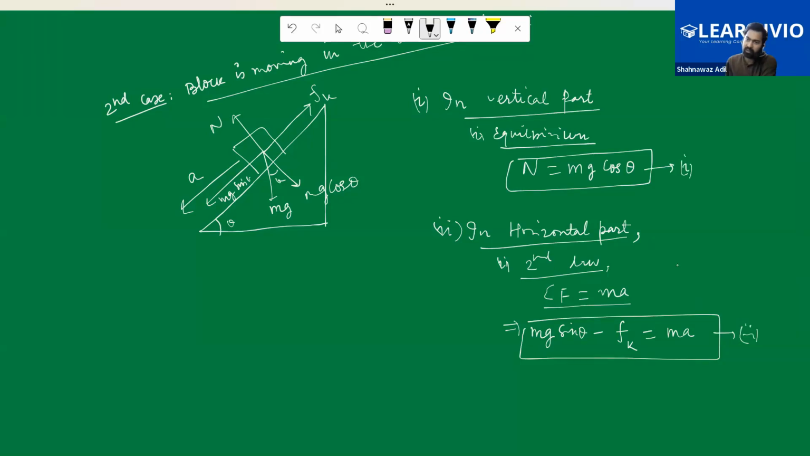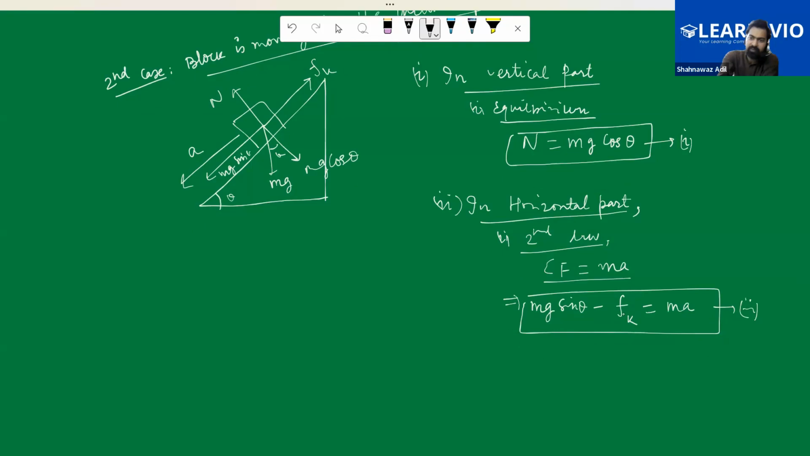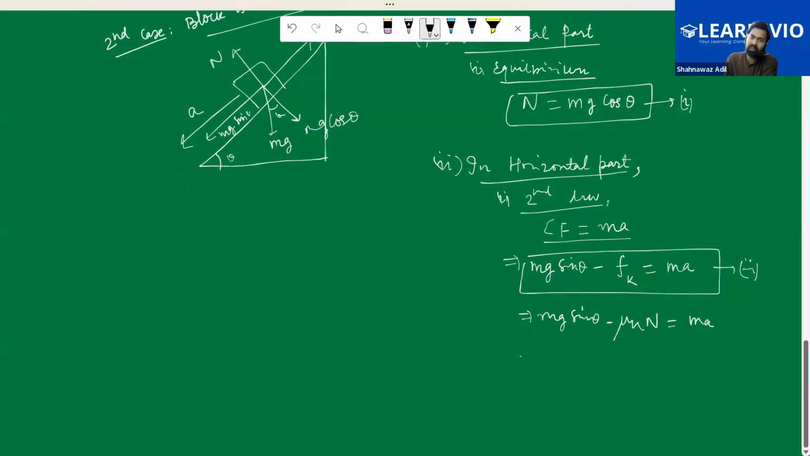And if we put the value of fk in here, so fk would be how much? This is mg sin theta minus mu k, and this is N, and this is mg. And we already know the value of N from this equilibrium condition. So if you put that value, that would be mu k and mg cos theta.